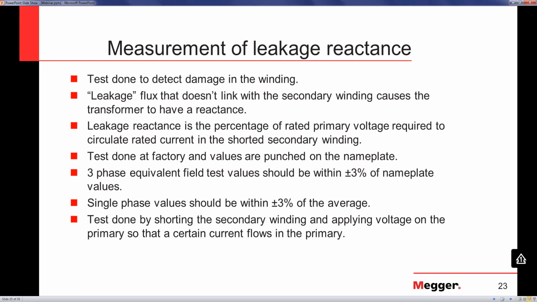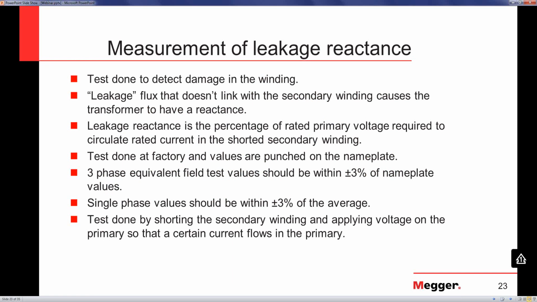Leakage reactance is the percentage of rated primary voltage required to circulate rated current in the shorted secondary winding. So if I apply AC voltage on the high winding with the low winding short circuited, the voltage that's required to circulate rated current in the windings of the transformer is called the impedance voltage. That impedance voltage expressed as a percentage is called the leakage impedance or leakage reactance.